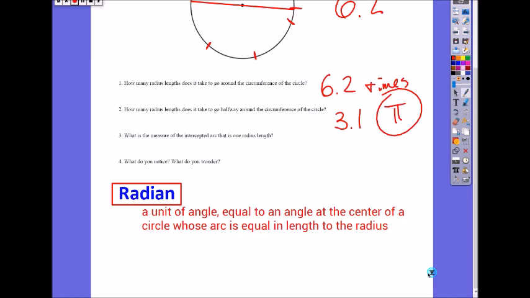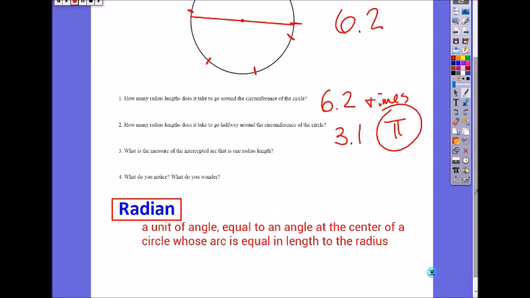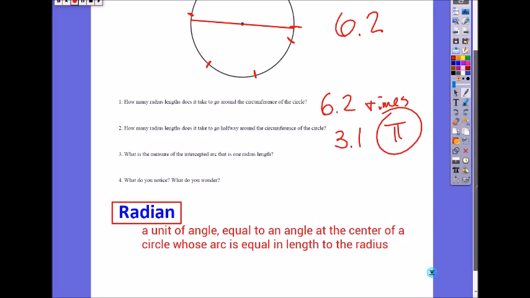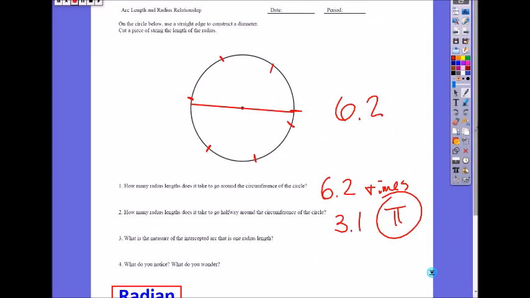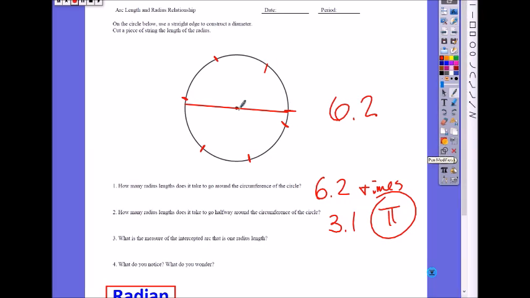Okay? And what is the measure of the intercepted arc? That is 1 radius length. So what is it asking? They want you to find this. Let's use a straight edge. They want you to find this measurement. So now what do we do? Use a protractor and find this measurement.